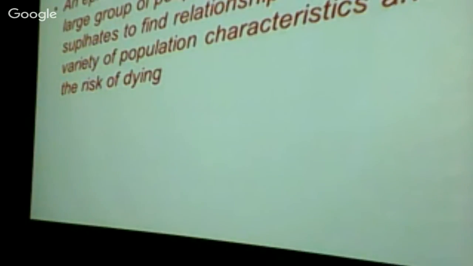So I'll give an example of how to do this in real life. A study was done on a large group of people exposed to sulfates to find relationships between a variety of population characteristics and the risk of dying. So these are the actual data. This is relative risk data. This shows for each of these things that are associated with risk of death, here's a relative risk that we learned about a couple weeks ago. And this is a confidence interval for the true value of the relative risk.